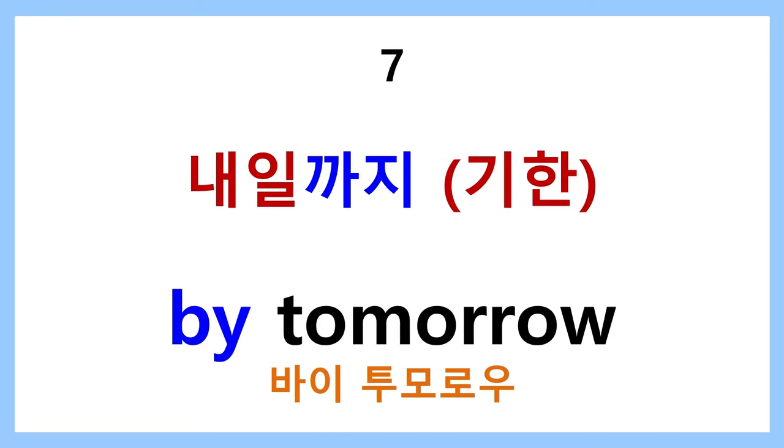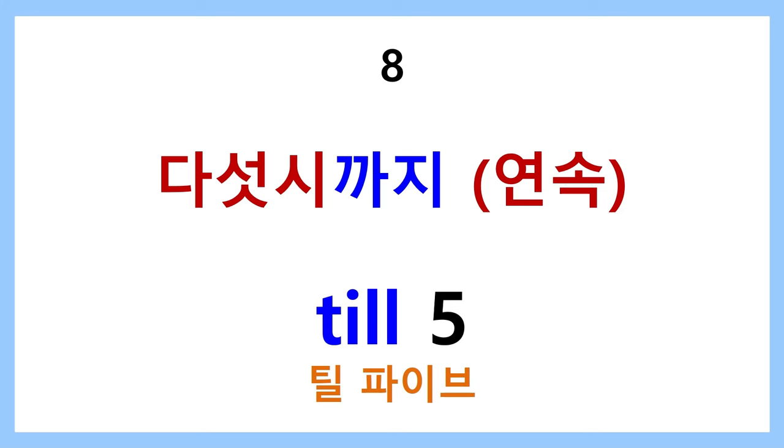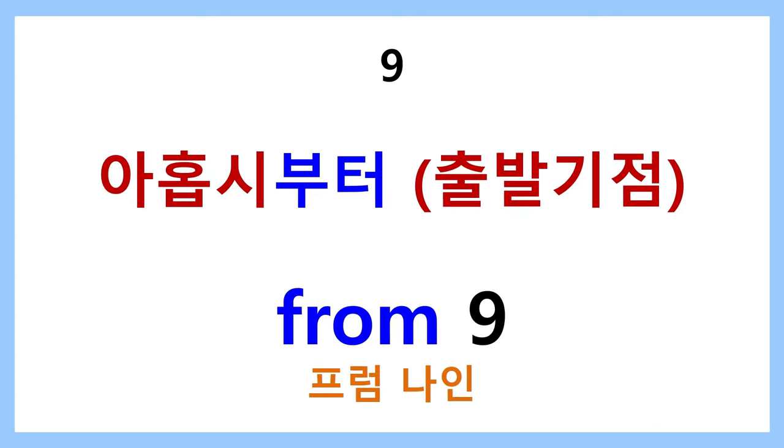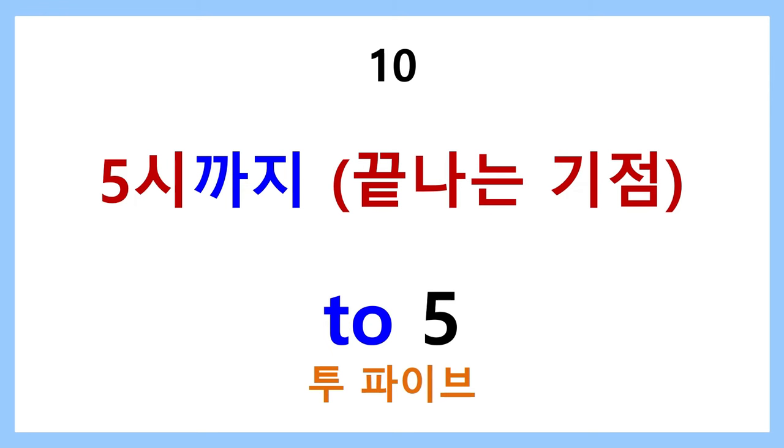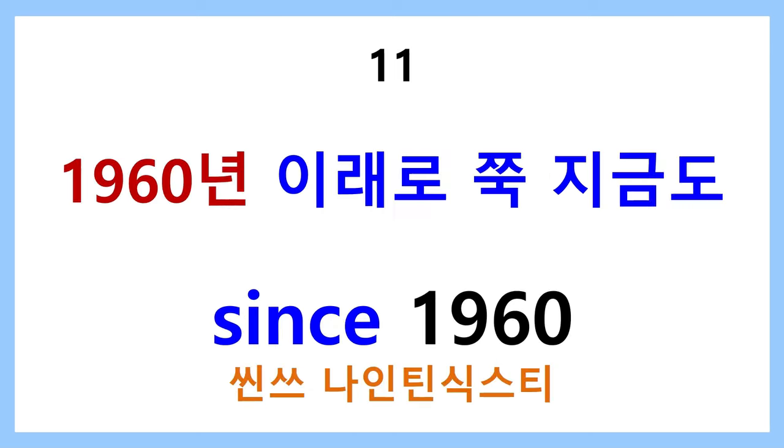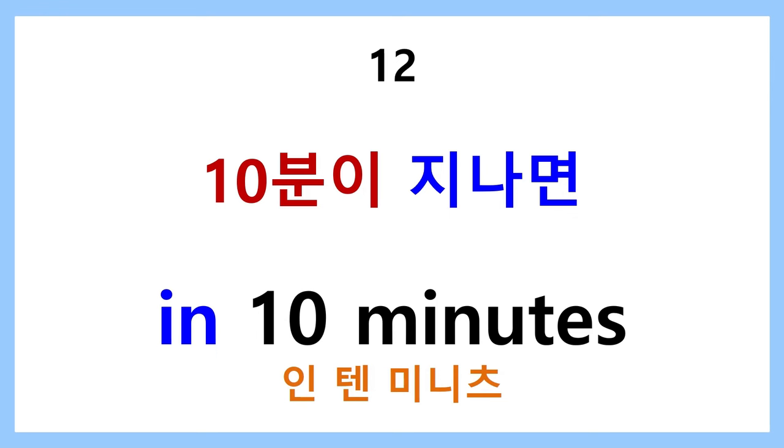By tomorrow, 내일까지, 기한. Till 5, 5시까지, 연속. From 9, 9시부터, 출발 기점. To 5, 5시까지, 끝나는 기점. Since 1960, 1960년 이래로 쭉 지금도. In 10 minutes, 10분이 지나면.